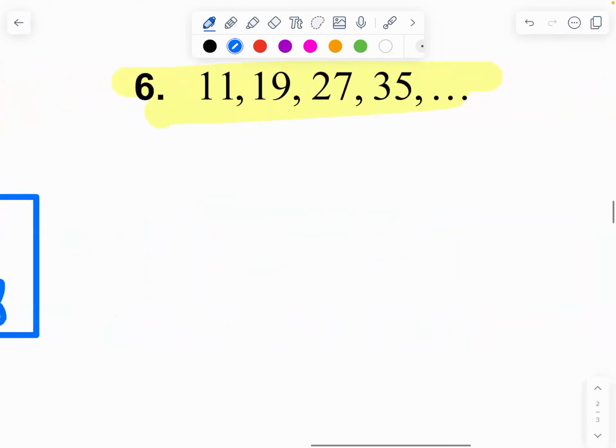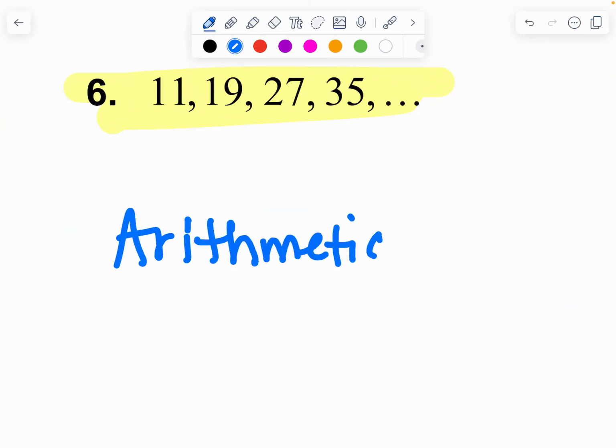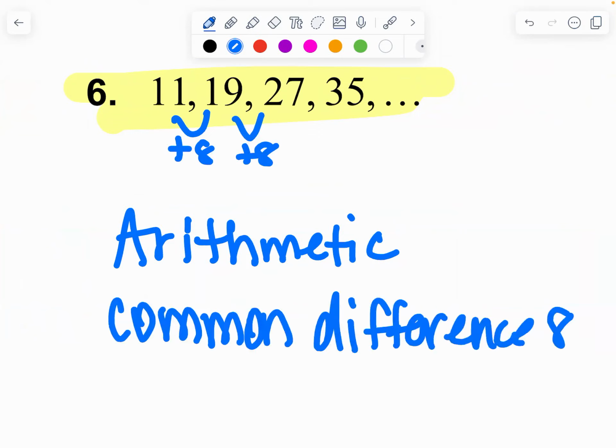All right. Number 6, DJ. Carly, why does he say arithmetic? Okay, we are adding 8 every time. So we have a common difference of 8.